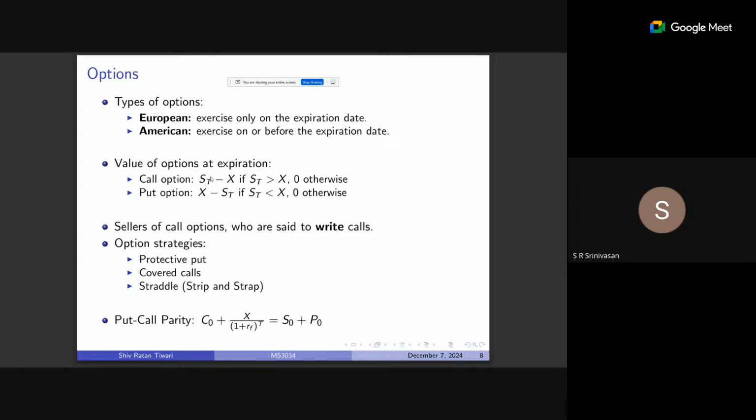GA question 2 or 3, I think. Writer of a put option will have, okay, I will look into it. GA question number 2 or 3, I will look into it if there is some confusion. But I think that question was correct.